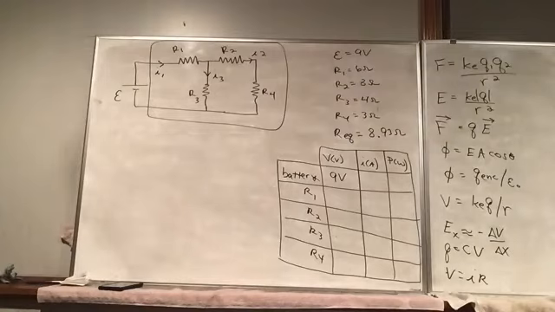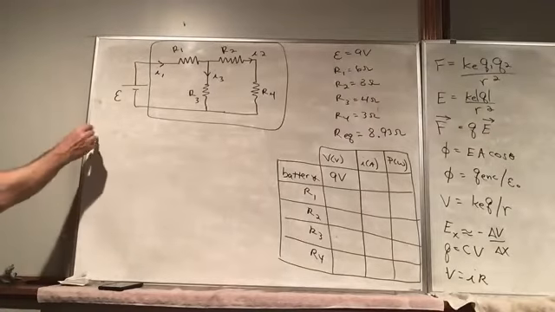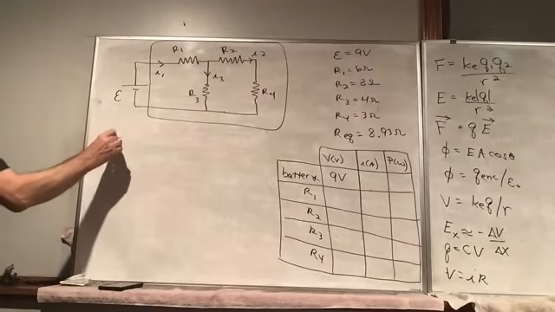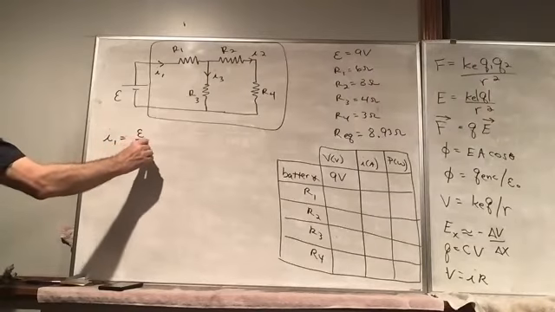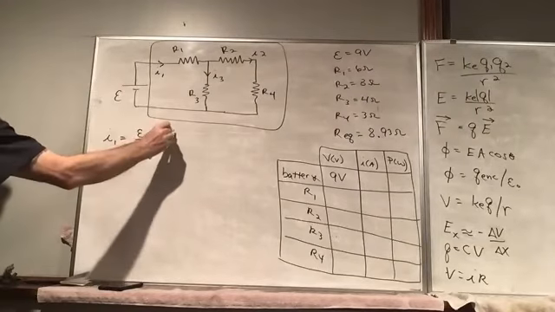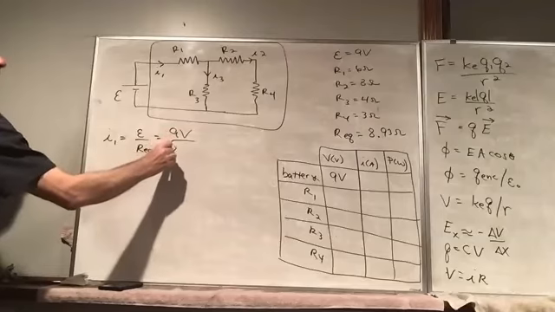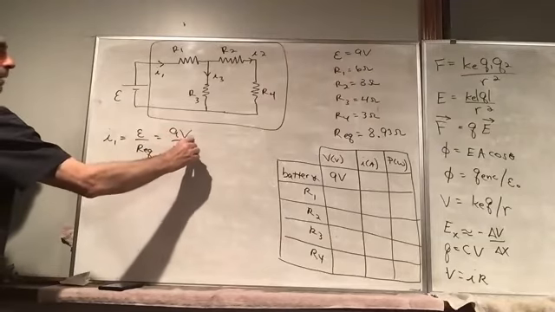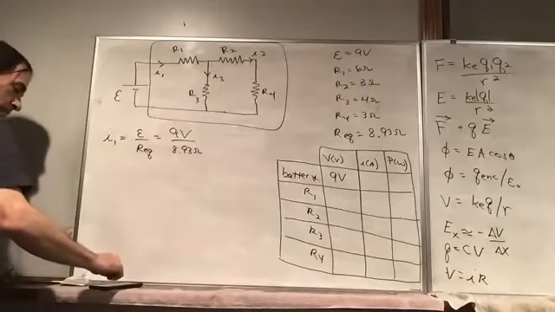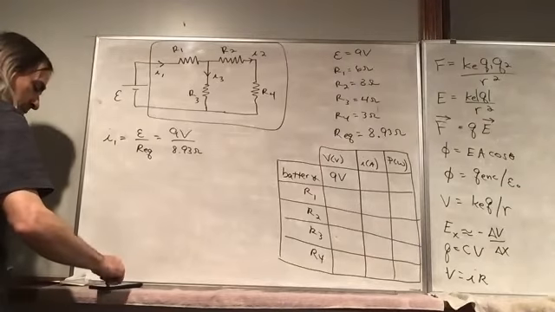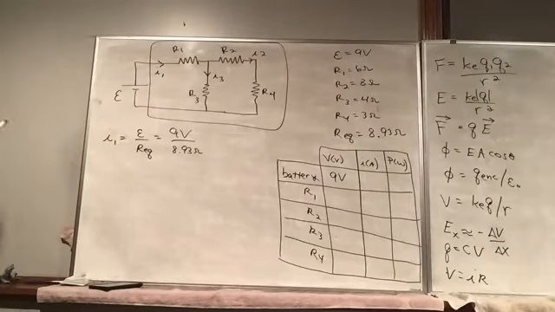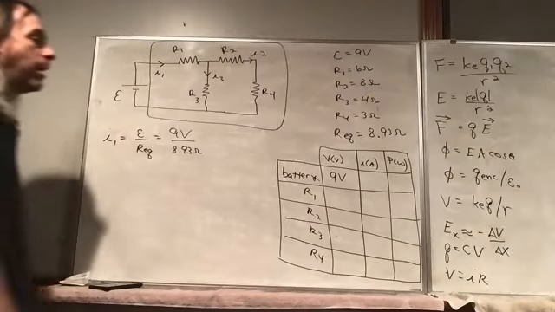So the current then, I1, the current leaving the battery, that'd be 9 volts over 8.93 ohms. So it's about 1.008. So basically, let's just say 1 amp.